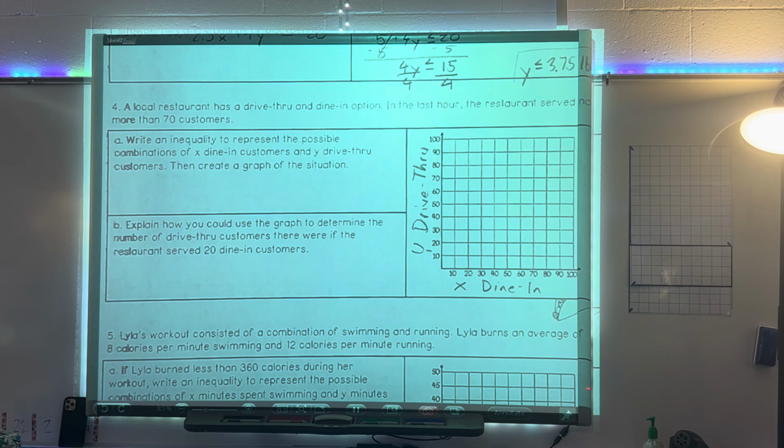Dine-in is represented by what? X. Drive-through is represented by? Y. So I got some of each of those, so how am I writing that?